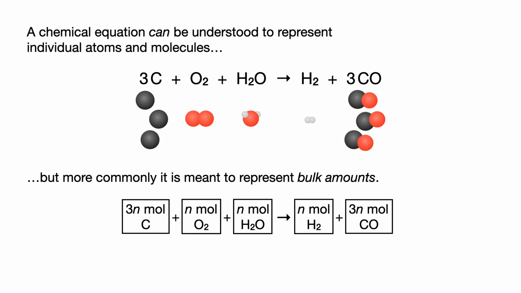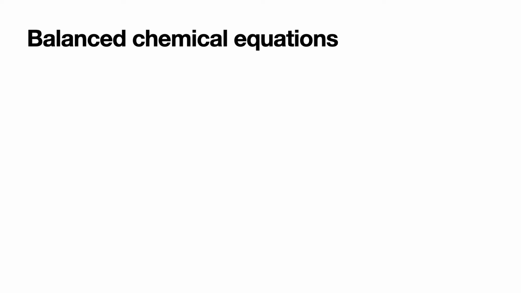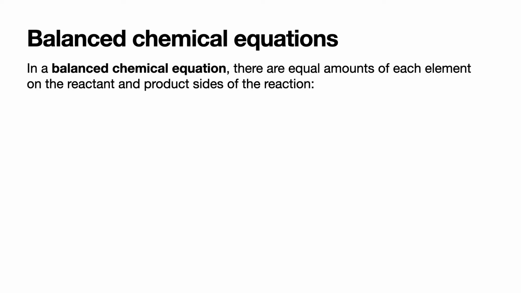The next thing I want to talk a little bit about is what we mean by balanced chemical equations. So far the reaction equation that I've talked to you about has been a balanced chemical equation. And in such an equation, there are equal amounts of each element on the reactant side and on the product side. So again, in our reaction here, if you look at the left side of the equation on the reactants, there are 3 carbons.